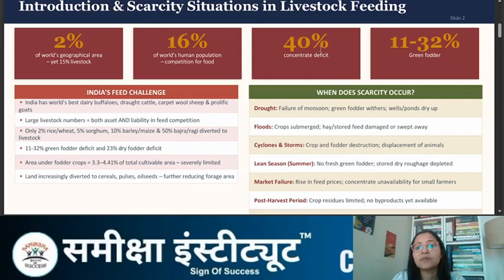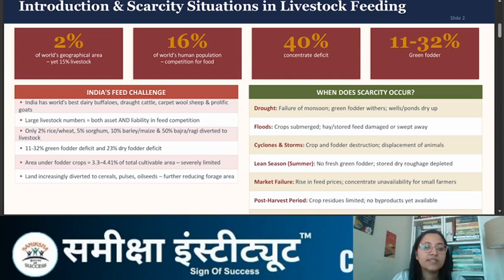There is a 40% concentrate deficit, and the green fodder deficit is 11 to 32%. India has the world's best dairy buffaloes, draught cattle, carpet wool sheep, and prolific goats, so they need to be fed good quality fodder. Large livestock numbers are both an asset and a liability in the feed competition.